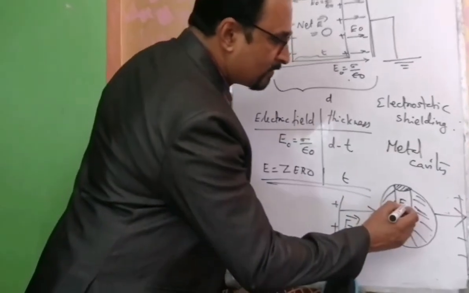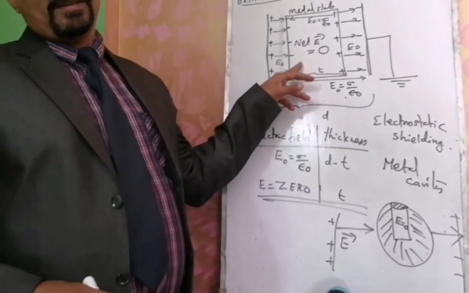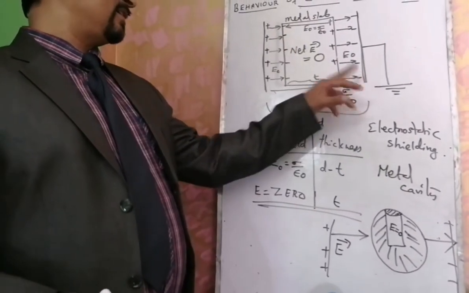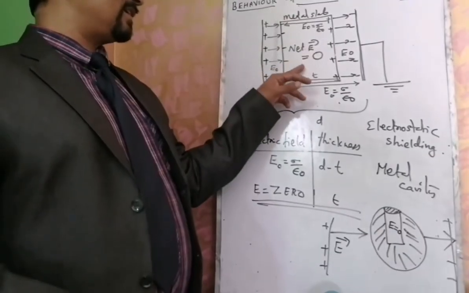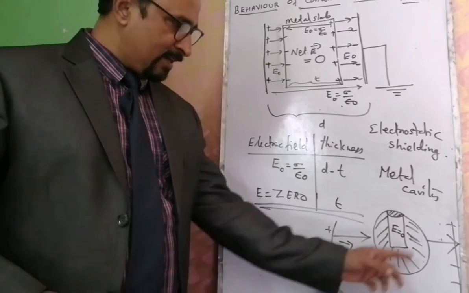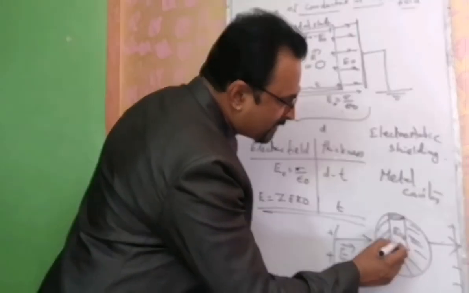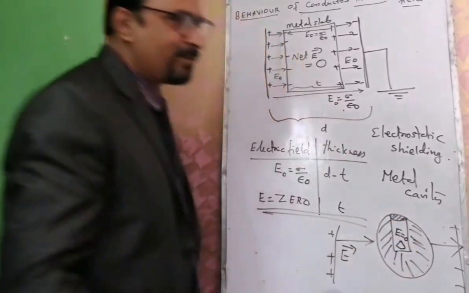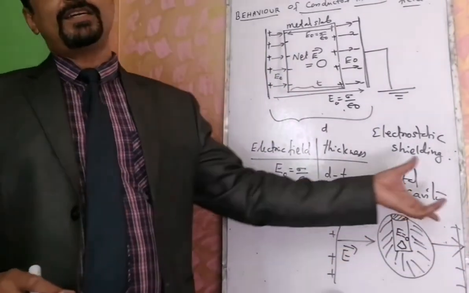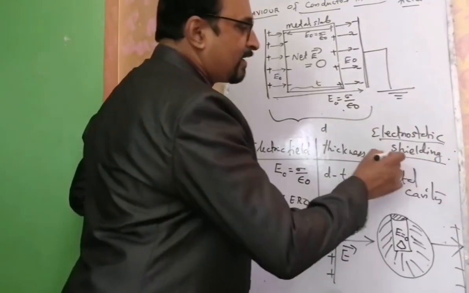Why is this 0? Because this diagram and this diagram are very similar. You are keeping a conductor inside an electric field, then the net electric field inside the conductor is 0. The same thing is happening here. So the net electric field inside this metal cavity is 0. If you keep any sophisticated device inside this metal cavity, that will be protected from external electric field. And that idea is called electrostatic shielding.